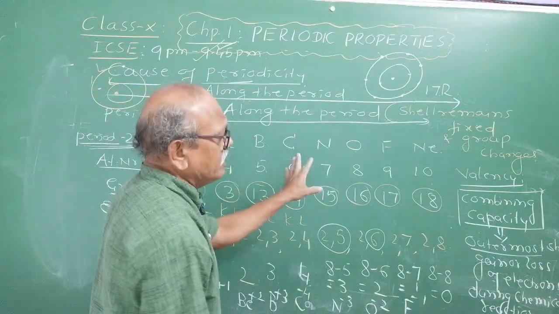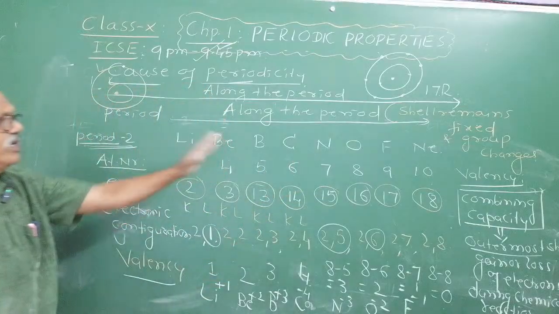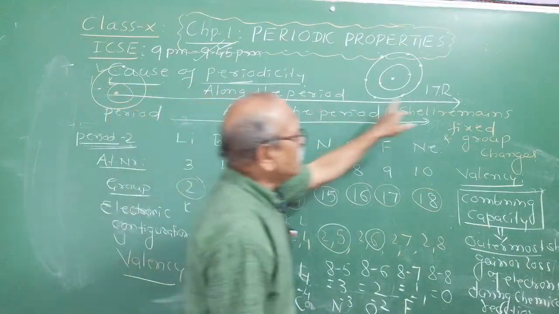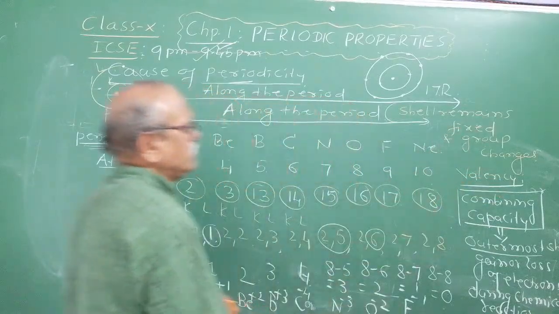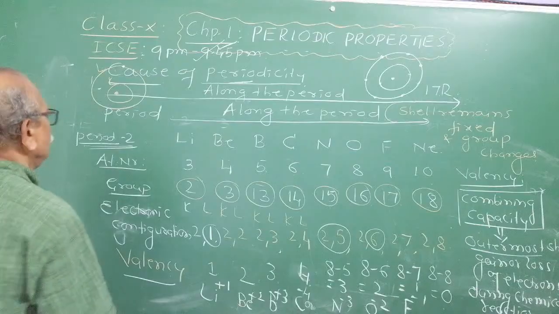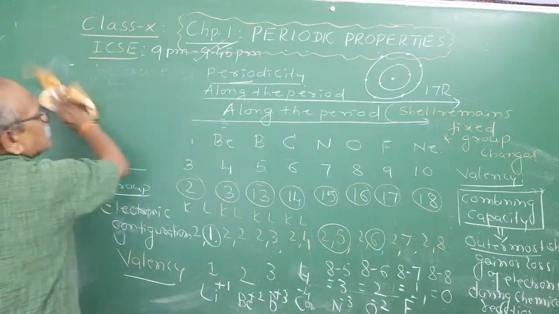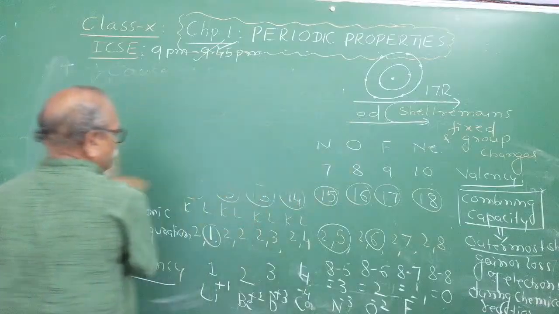These are the 2 basic reasons for the periodicity. Along the period, what is happening is the shell remains fixed and the group changes. Shell remains fixed and the group changes. These are the 2 reasons for periodicity, right?